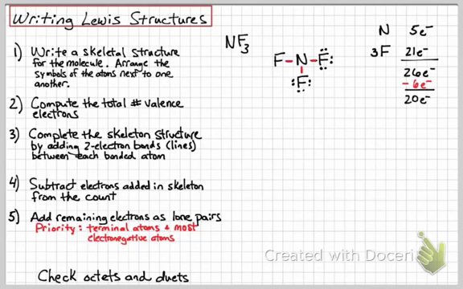2, 4, 6 around the second fluorine. That's 6 more around the third fluorine, so that's 18 electrons total in lone pairs. We can't add any more around fluorines because they can only have a total of 8, and each one of those has 8 now. So the last 2 electrons go with nitrogen.